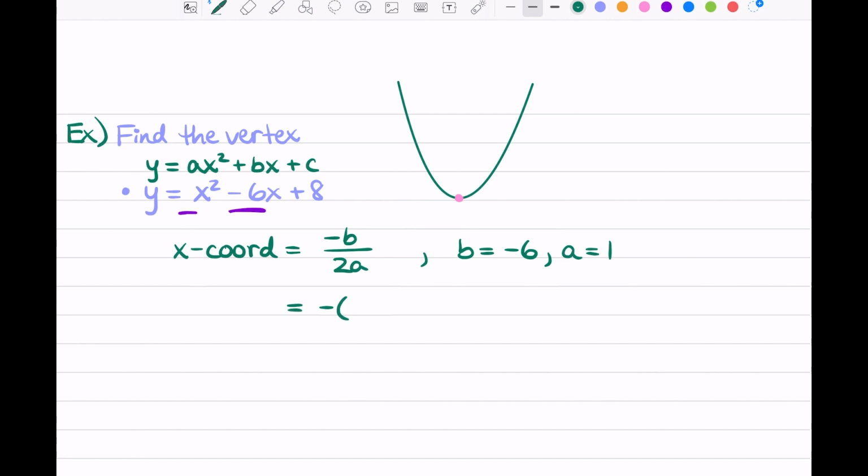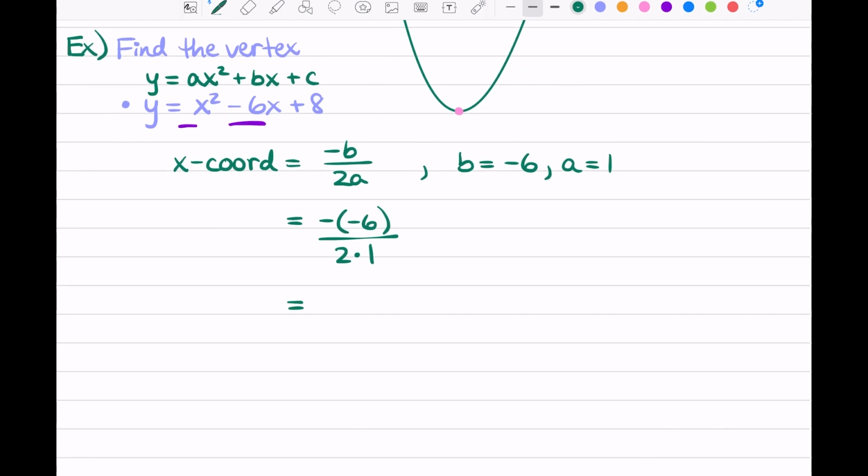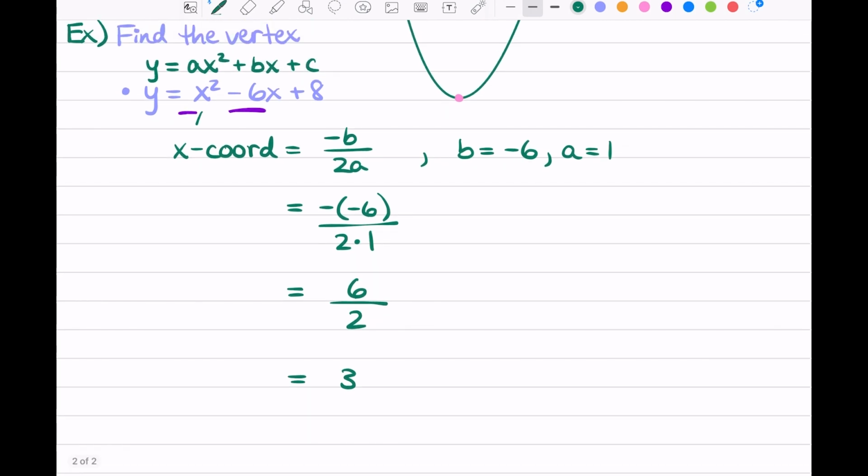We have the negative of negative 6 divided by 2 times 1. As we've seen, the negative of a negative number is a positive number. So we'll have just positive 6 on top, and on bottom, 2 times 1 is 2. 6 divided by 2 gives us 3. So now we know the x-coordinate of the vertex. How do we find the y? Well, we just take our x-coordinate and plug it into our equation.